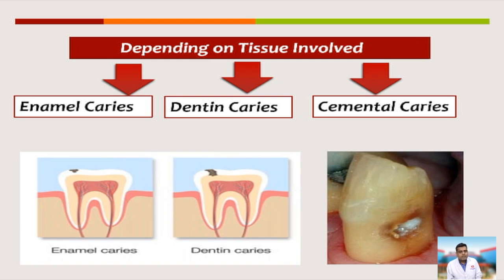And depending upon the tissue involved, if caries is extending only till the enamel, it is known as enamel caries. If it extends till the dentine, it is known as dentine caries. And if it involves the root, that is the cementum, it is known as the cementum caries.